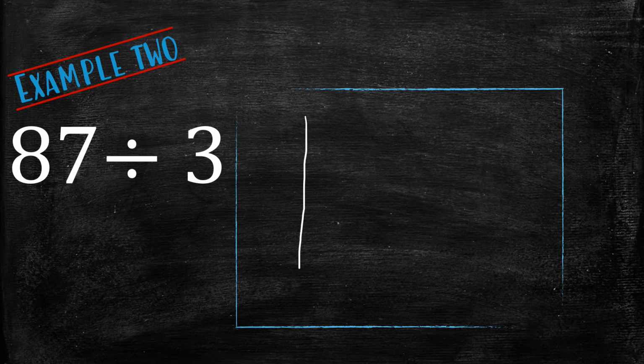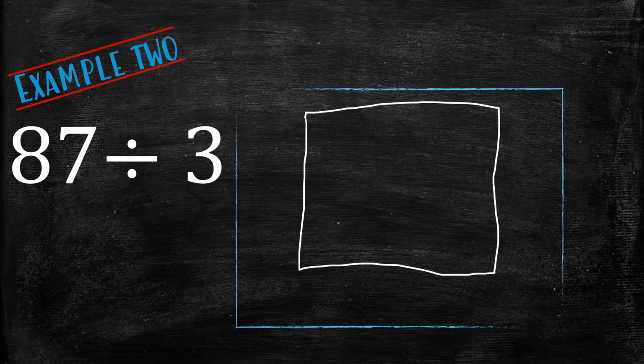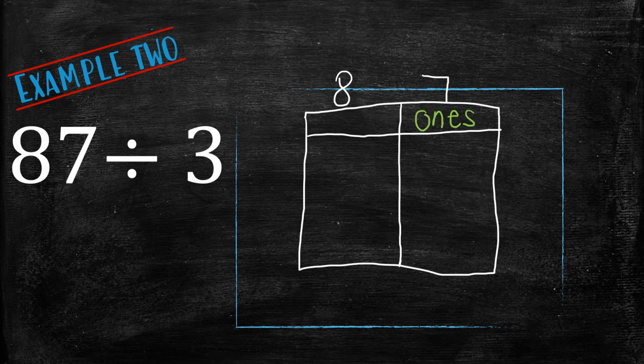We're going to draw a box here, and that box will have our dividend on top, which we're going to write on top, 8 and 7. Then we're going to draw a line in the middle, and we're going to identify each number's place value. So we know the 7 is in the ones place, so we're going to write ones. And we know our 8 is in the tens place, so we're going to write tens. Okay. So now that we finished with our box, we can go ahead and draw our dots.